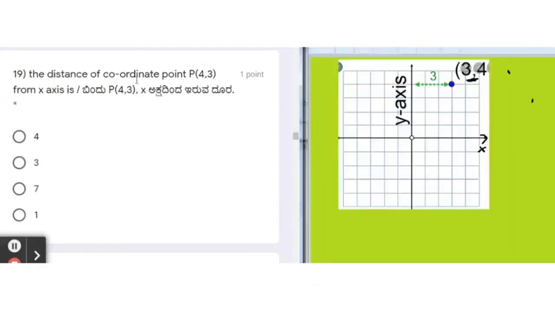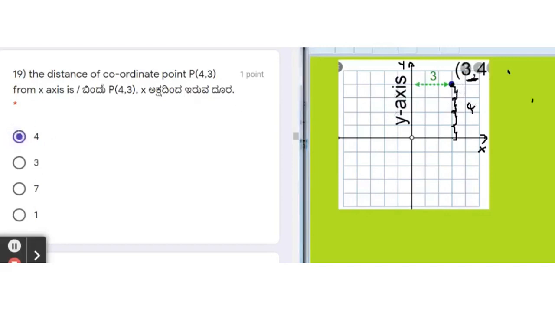19th question. The distance of the coordinate point (4, 3) from the x-axis is. So to solve this, we have to see this question on the coordinate plane. In the coordinate plane, (3, 4) lies at this point. So it is 4 units away from the x-axis. This is the x-axis and this is the y-axis. So how many units away from the x-axis is this point? 1, 2, 3, 4. So it is 4 units away from the x-axis. So the correct option here is 4.